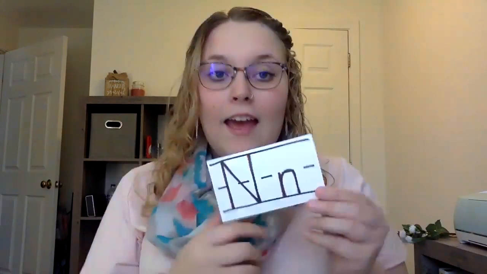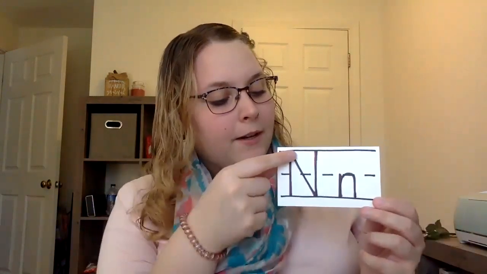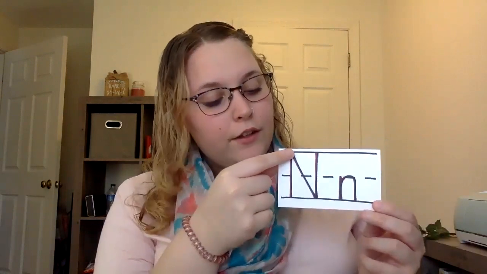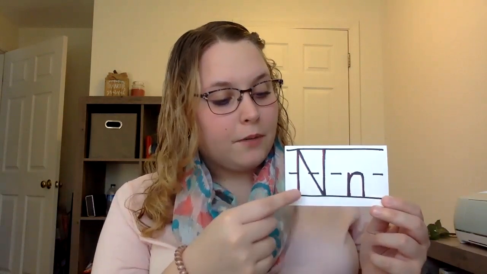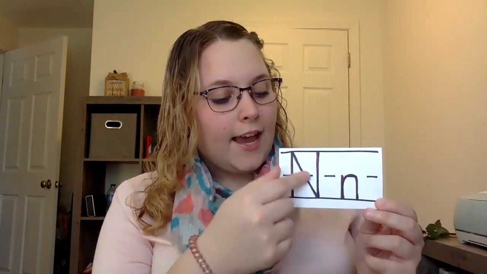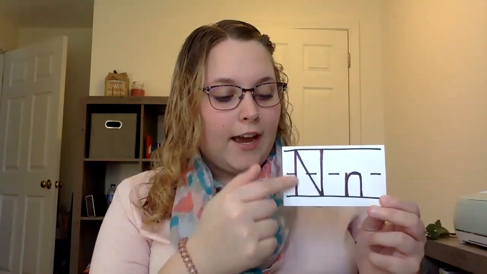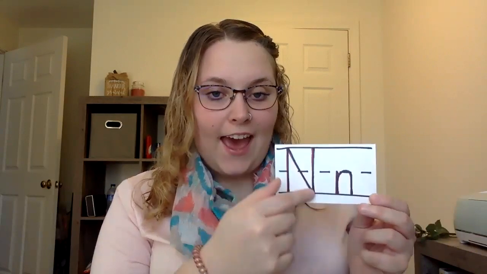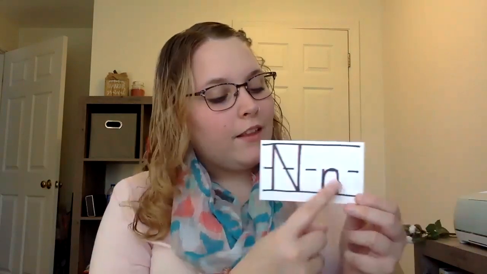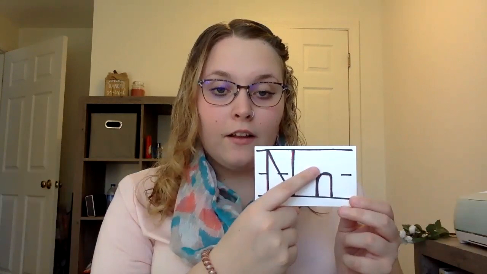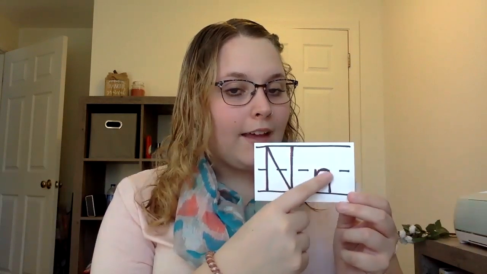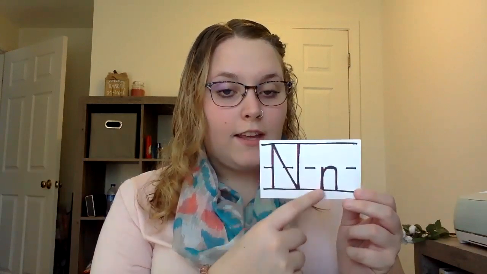After m comes N. For the uppercase N, you're going to start at the top. You're going to make a straight line down, go back to the top, diagonal line to the bottom, and a straight line to the top. So down, back up, diagonal, up. For the lowercase n, you're going to start at the middle. Straight line down, go back up and make a bump. Straight line down, make a bump.